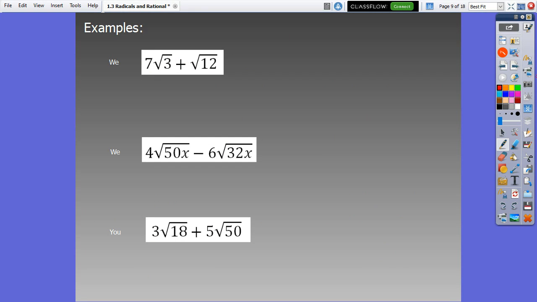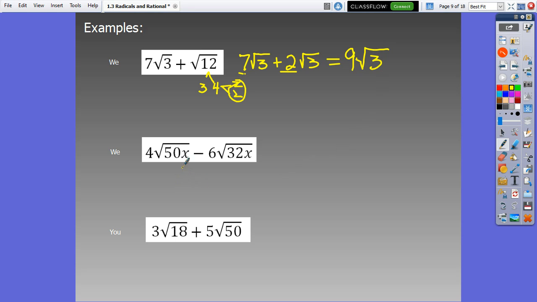Last examples we have will look like this. Here I can't do anything yet, but if I break down the square root of 12, it goes to 3 and 4, and then 2 and 2. And so what we end up getting is 7 square roots of 3 plus 2 square roots of 3. Look at that. Same first name, which means these numerical values can be added. Last name doesn't change. And then we get there.